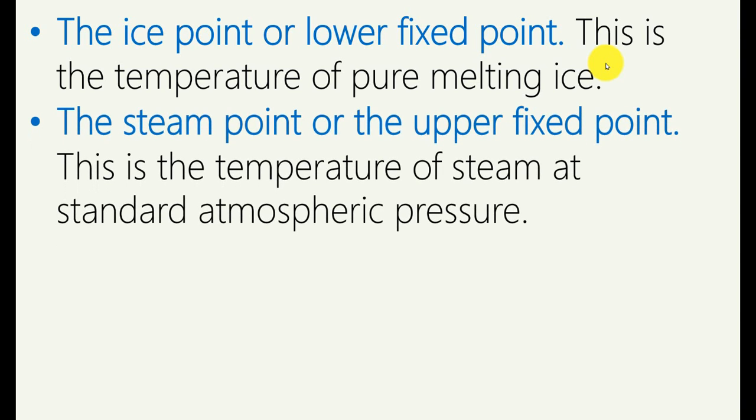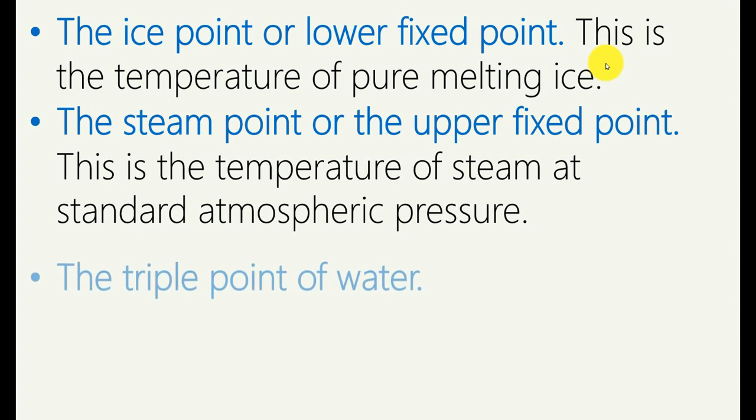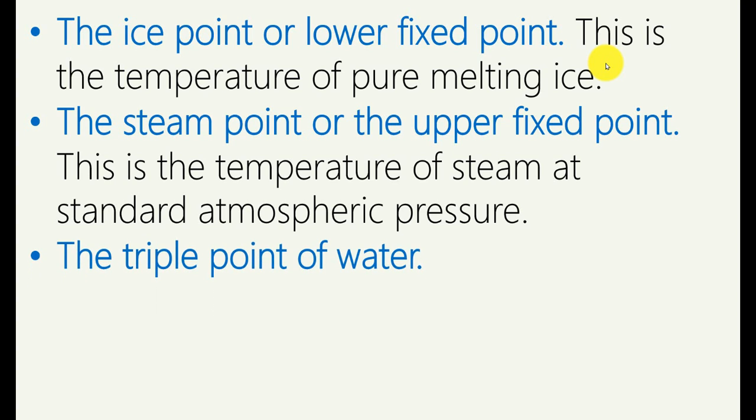So next is what we call the steam point, or you can call it the upper fixed point. The upper fixed point is the temperature of steam at standard atmospheric pressure. For your information, if you're defining the steam point or the upper fixed point, you can also call it the temperature of pure boiling water at standard atmospheric pressure, but we prefer using the steam.